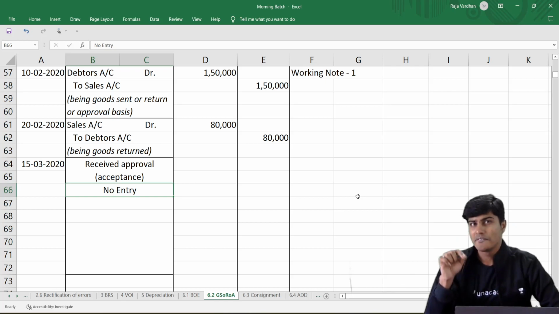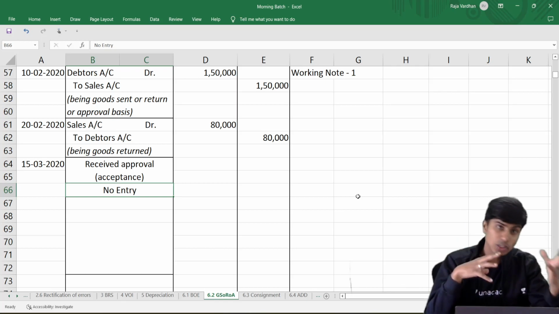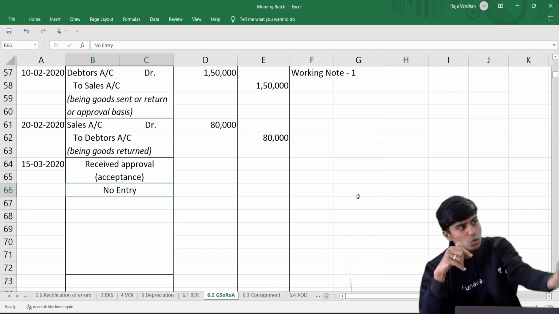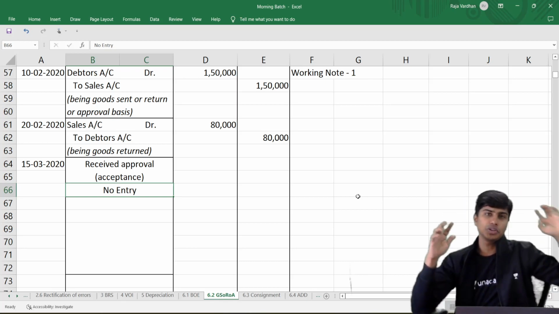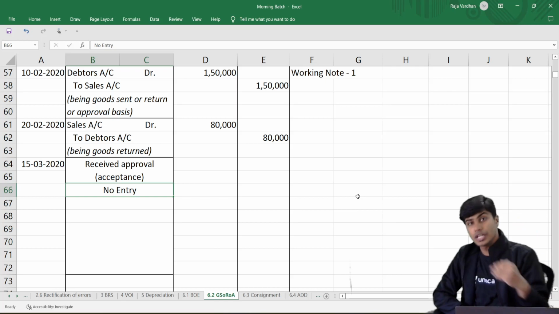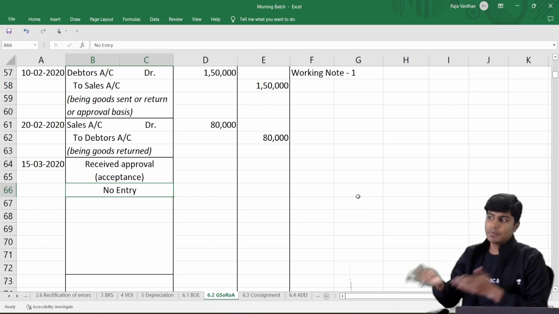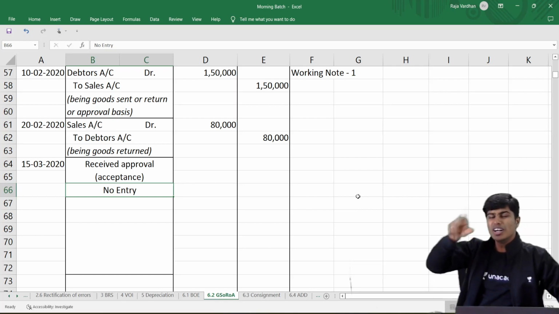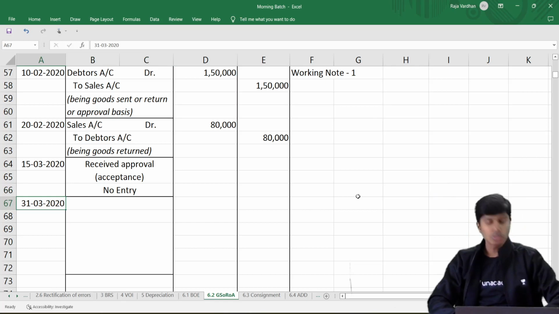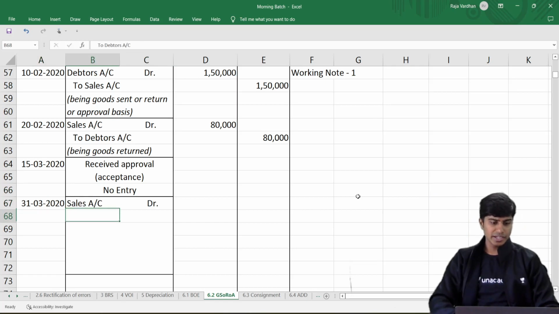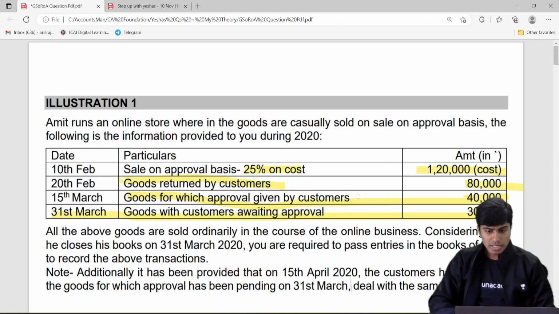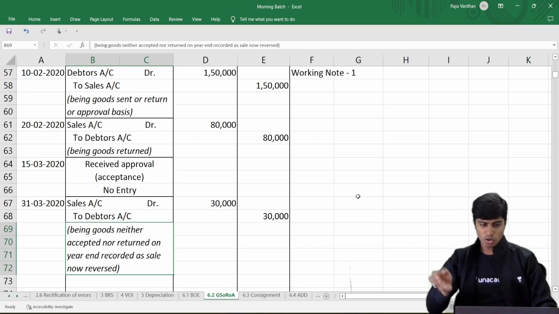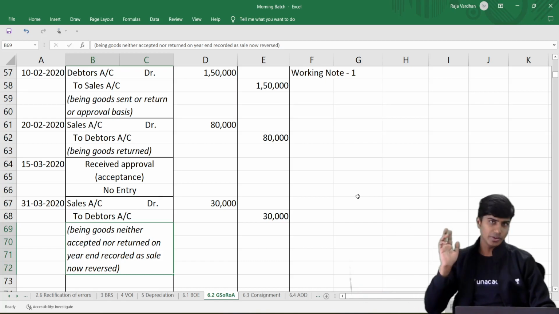As on the year end, when we count our inventory physically, we might not have included it, but we should now pass an adjustment entry to include such stock lying with the recipient into our stock. So on the year end, for the goods sent on return or approval basis, neither accepted nor returned, we have to pass two entries. Number 1, reversal of the sale entry. Number 2, recording the stock entry. Let's pass. On 31st of March, reversal of sales entry is sales to debtors. How much? This is for 30,000. This is being goods neither accepted nor returned lying with the customer, previously recorded as sale, now returned.